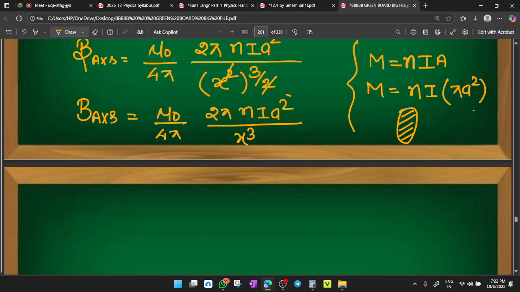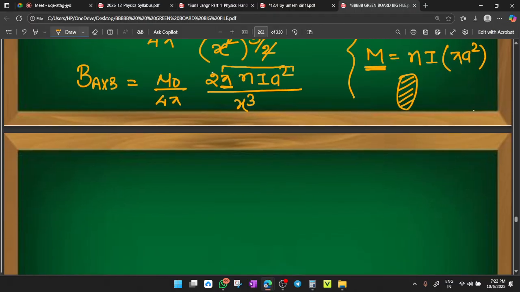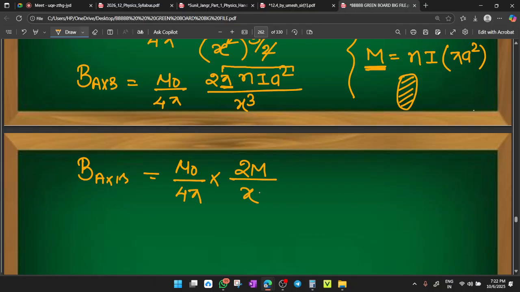So n I a square in the place of n I a square. Sorry, pi is also there. So n I pi a square. This whole term will give a capital M. Yes or no? And 2 cancel here, or you need not cancel it, sorry. 4 pi, and this is 2. So B axis equals mu naught upon 4 pi into 2M upon x cube.